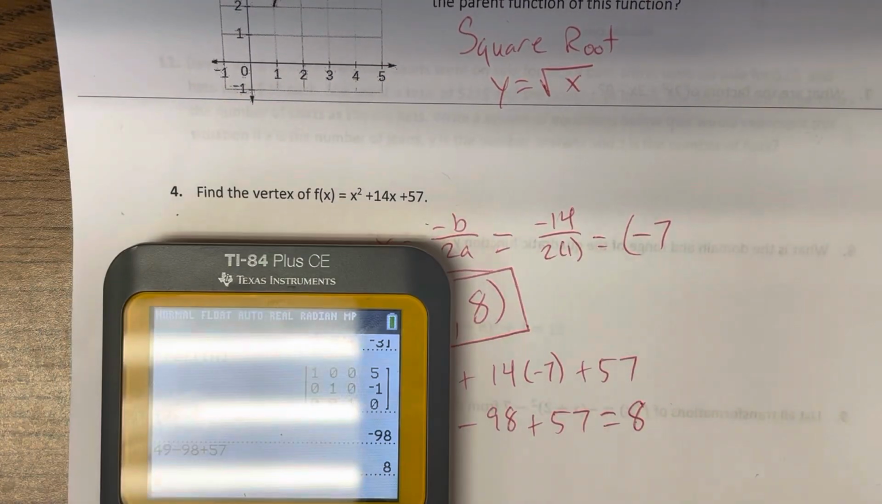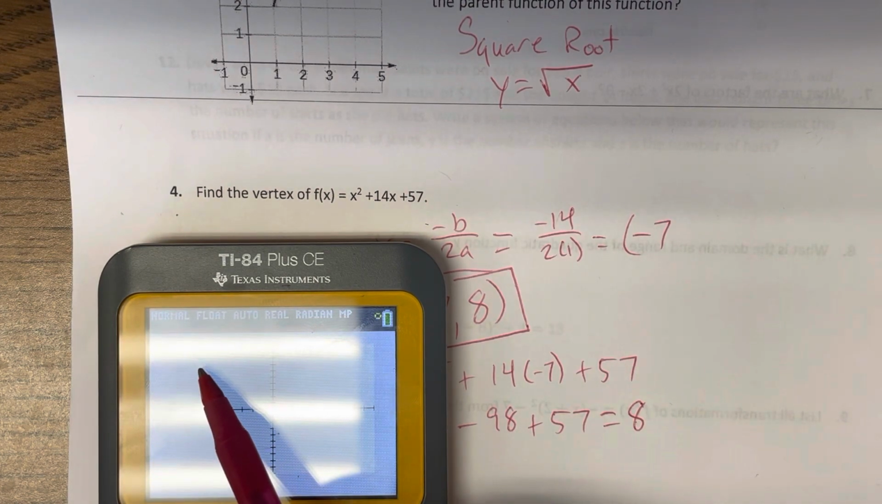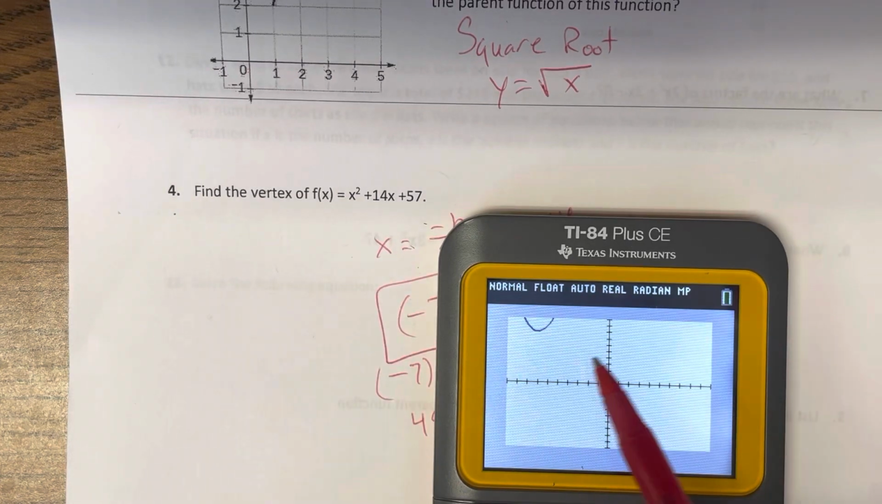And I could also put this in the calculator. Y equals x squared plus 14x plus 57 and graph it. And I can see the graph, it's up there. So that glare wasn't very good.